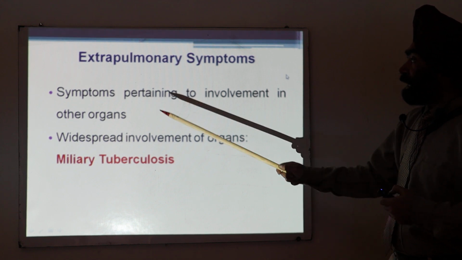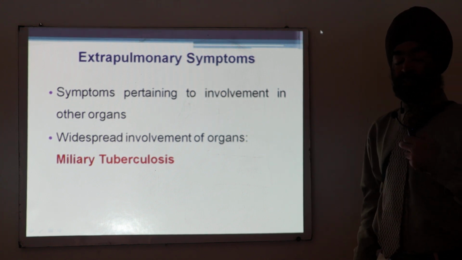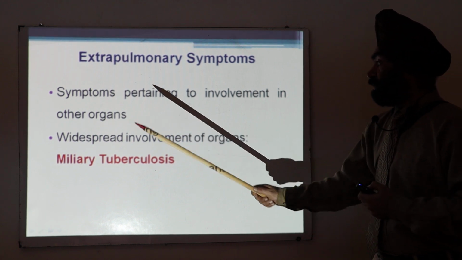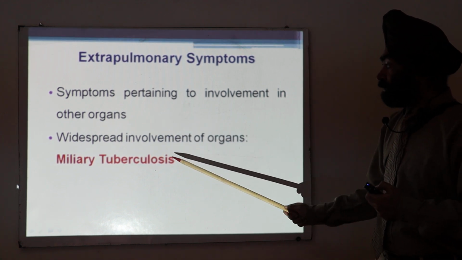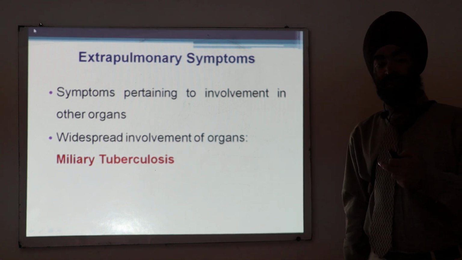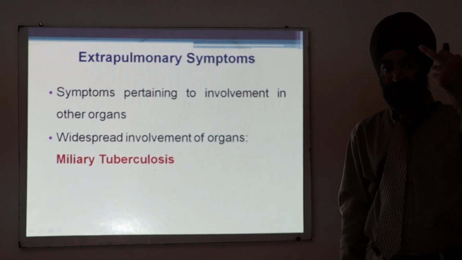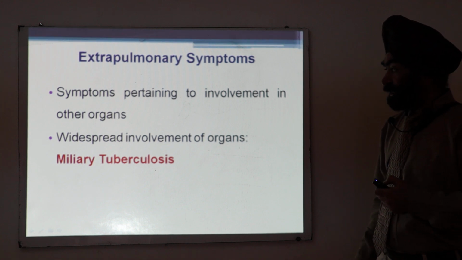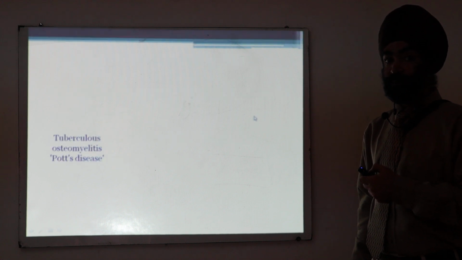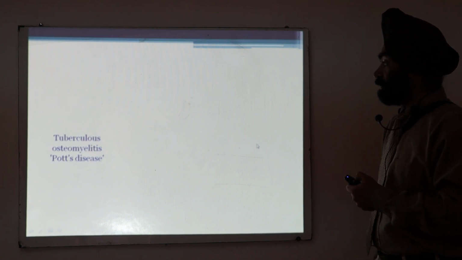So now there are extrapulmonary symptoms. If the disease spreads to other organs, that means symptoms pertaining to other organs. And we use a word, this is called miliary tuberculosis. Miliary tuberculosis means when the disease has spread widely to different parts of the body. Okay, so that is miliary tuberculosis. I will just show what are the things that can be there in miliary tuberculosis.